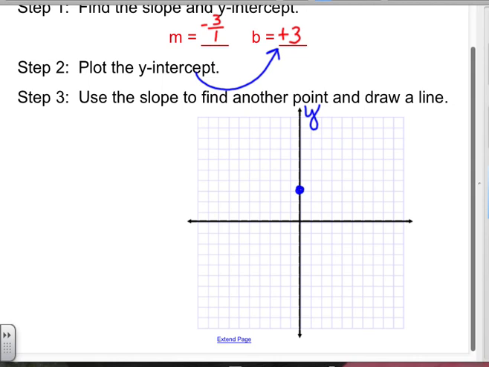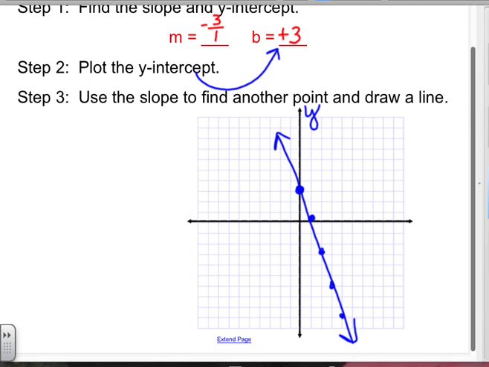Now from there, I'm going to go back and look at the slope of my line and use it as my driving directions. The slope of the line is negative 3 over 1. So that means you go down 3, right 1, down 3, right 1. On my graph, down 3, right 1 is there, and down 3, right 1 is here, and I could keep going. So if I connect my dots, disco, I just graphed a linear equation using the y-intercept and the slope.